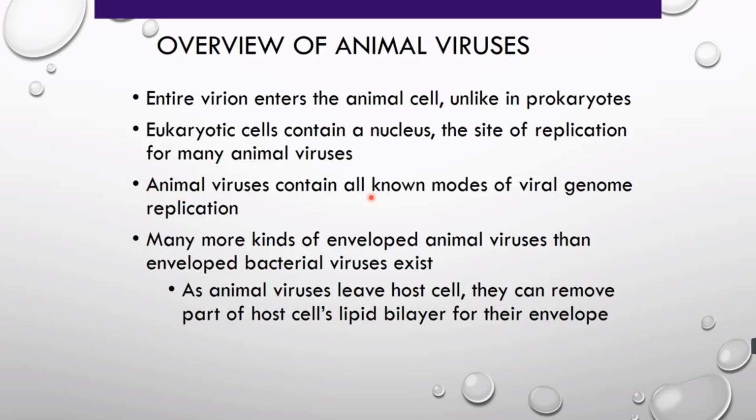Animal viruses contain all the known modes of viral infection. So the easiest way to understand this is to look at the Baltimore classification. It'll explain everything in terms of the functionality of these viruses in terms of production of messenger RNA. Many viruses that exist in terms of animals are enveloped, and so they take a little piece of that membrane with them as they leave. This phospholipid bilayer membrane.